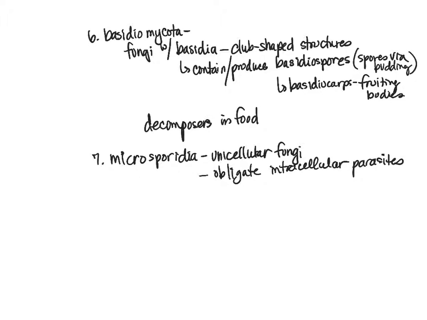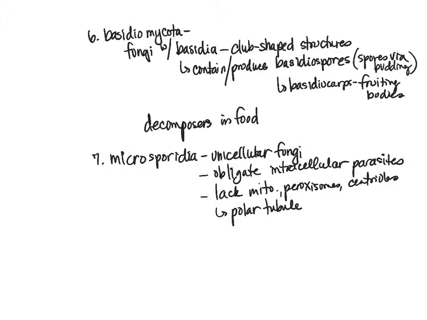These cells lack mitochondria, peroxisomes, and centrioles, but even though they lack those things, they create what's called a polar tubule. And this polar tubule is going to pierce the host cell membrane so they can gain entry, because, again, they're obligate intracellular parasites, meaning they have to be inside of the cell. So they pierce the host cell membrane.